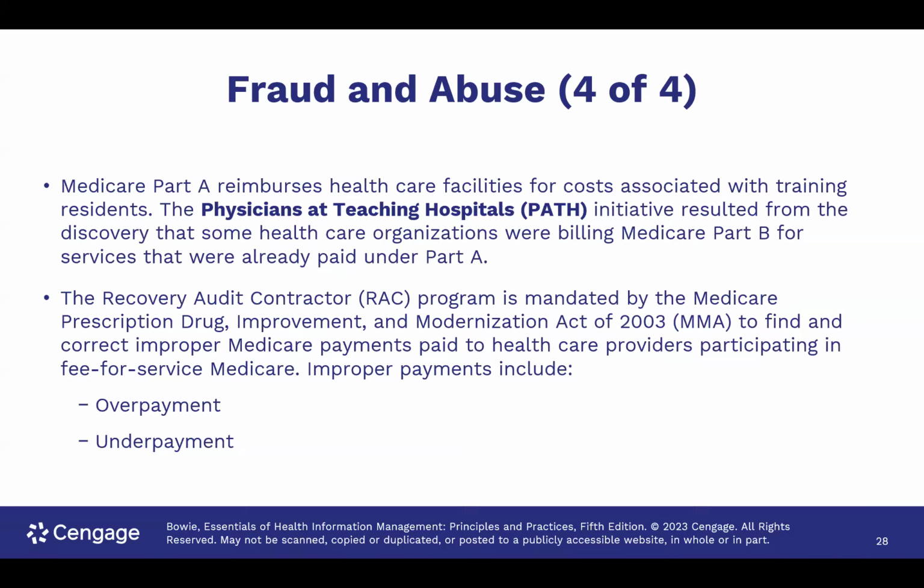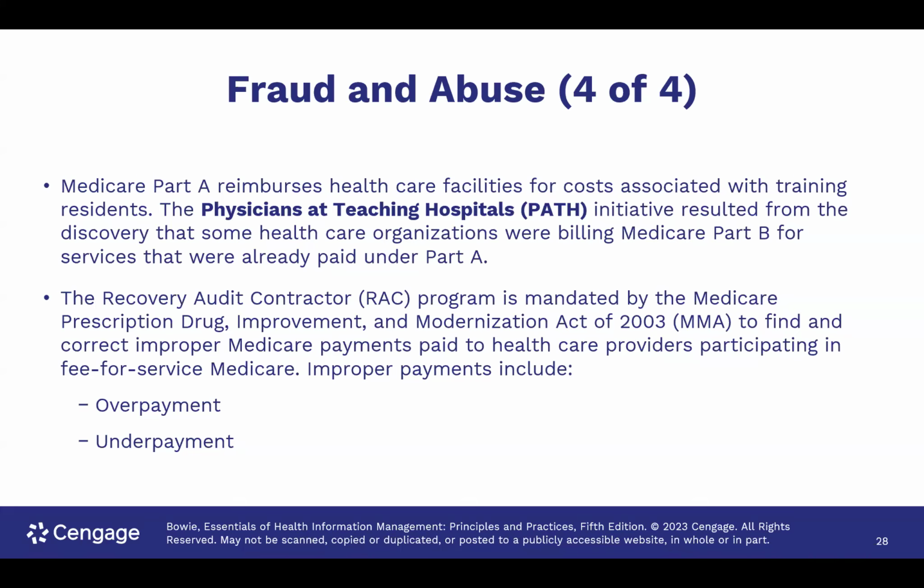And so the Physicians at Teaching Hospitals, the PATH initiative, resulted from the discovery that some healthcare organizations were billing Medicare Part B for services that are already paid under Part A. Part B, of course, instead of the hospital, it is physician services. So if you're getting additional reimbursement for having residents, you can't get it again if your organization's been paid under Part A.